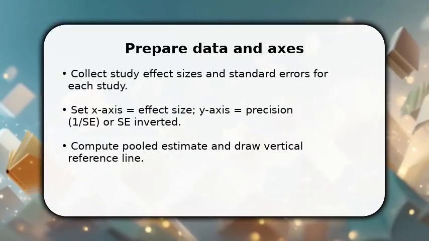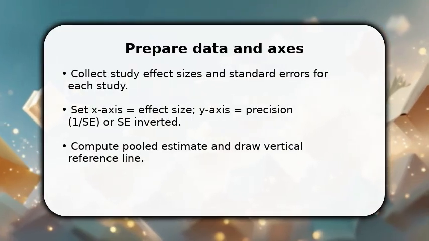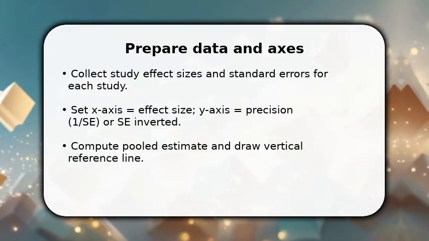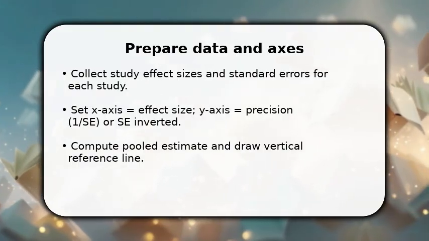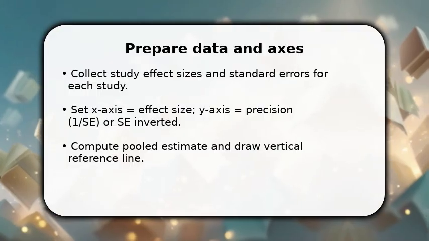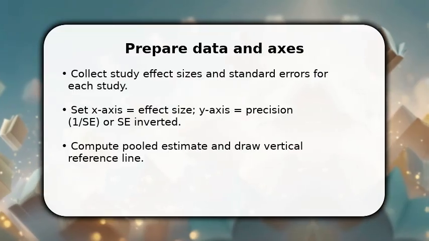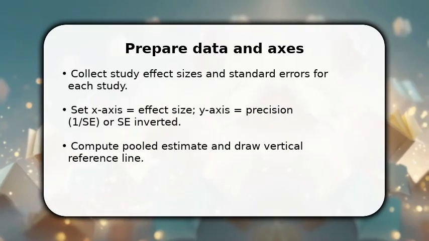You begin by assembling study effect sizes and their standard errors, then plot effect size on the x-axis and precision, or inverse SE, on the y-axis. Once done, calculate the pooled effect and draw a vertical reference line through it to guide interpretation. Make sure to also draw the funnel boundaries for a chosen confidence level, typically 95%, so you can see the expected triangular spread of points.